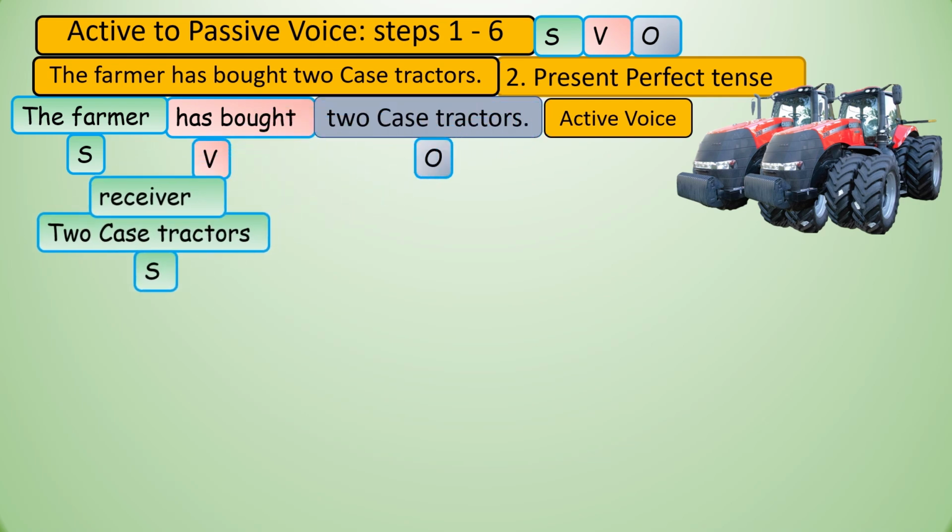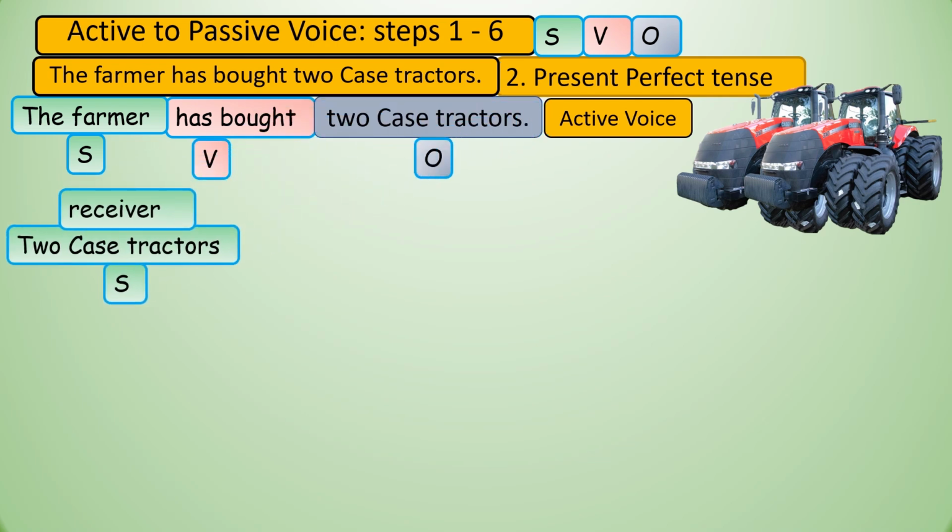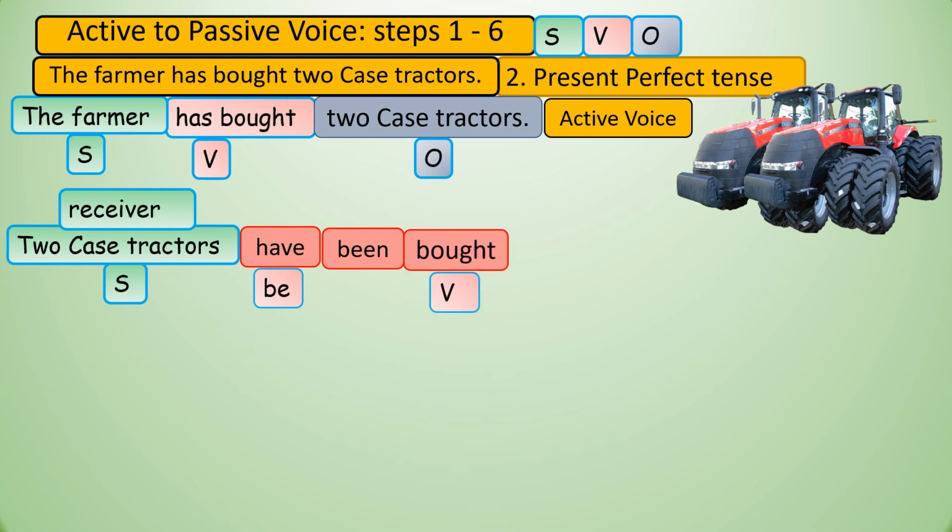Now we're ready to lay out the passive voice. We start with 2 case tractors. 2 case tractors, that's a receiver, the subject receiver for the passive voice. 2 case tractors have. Now we have to add been to make it compatible with the perfect tense. Have been, then the past participle. So there's our grammatical construction. Have been bought for present perfect tense.